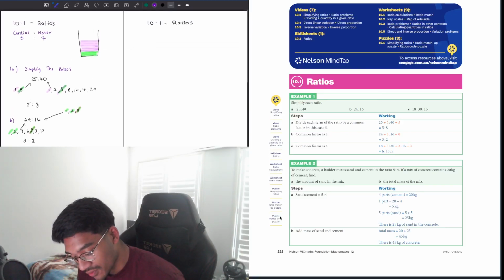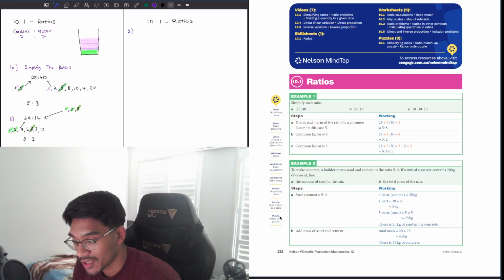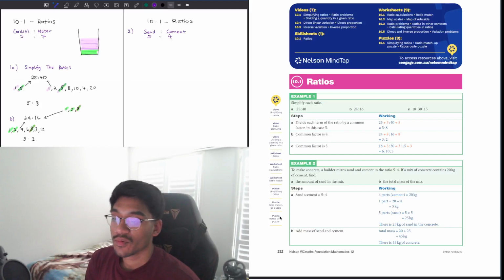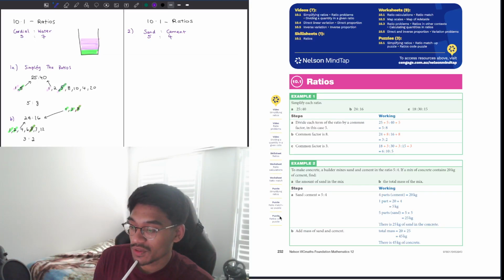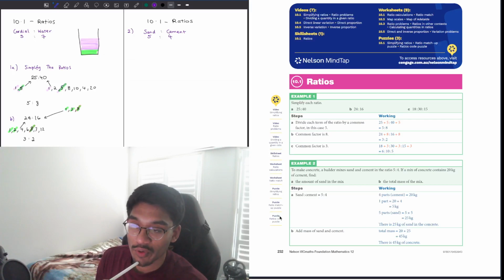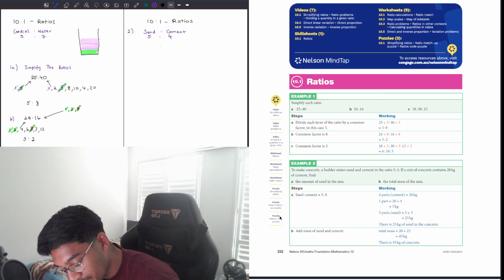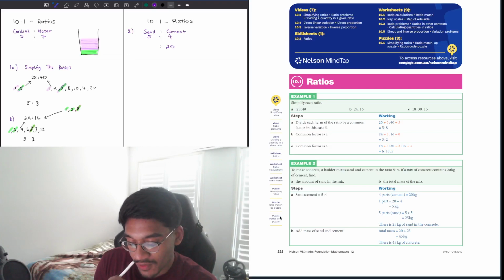So I'm just going to go on this page, do question 2. What do I know from this? Well, I know that the sand to cement ratio is 5 to 4. I've just taken that from the question. The question says sand and cement in the ratio 5 to 4. So I know that. But I also know that a mix of concrete contains 20 kilos of cement. So I know this is 20 kilos. All I've done is just say that.